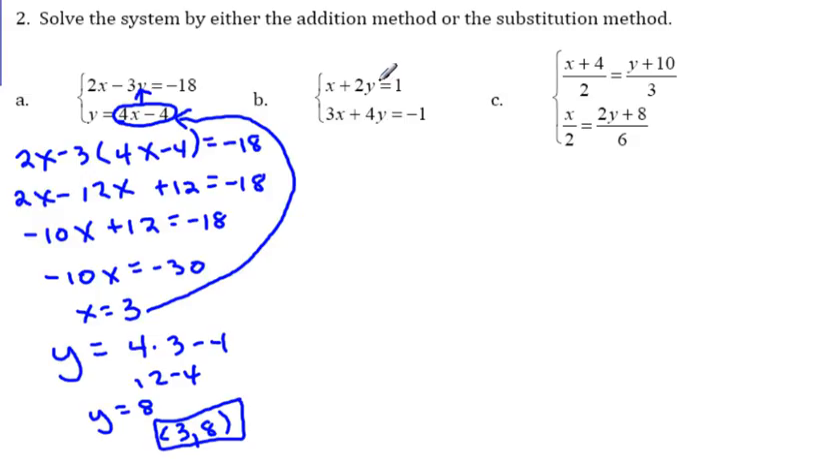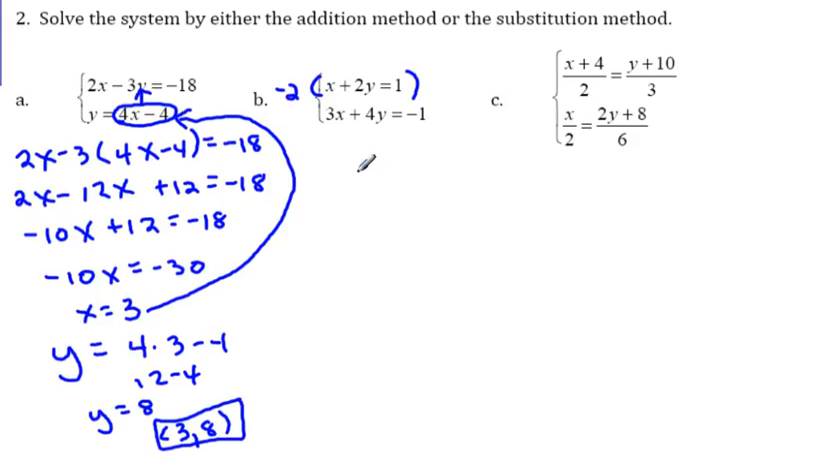Now for my second one here, because they're both in ax plus by equals c form, I'm going to use addition. But I can't just add the two equations, because if I do, I've got 4x plus 6y equals 0, and I still have two variables. I need to get rid of one of my variables. So I need to have the same number with opposite signs either in front of my x's or else in front of my y's. So I'm going to choose to multiply the top equation by negative 2, and then I'll have negative 4y here and positive 4y here.